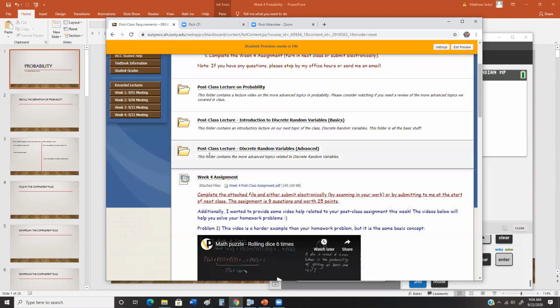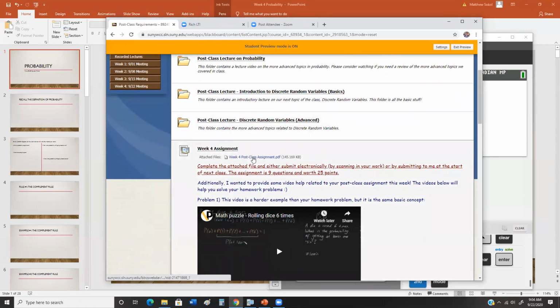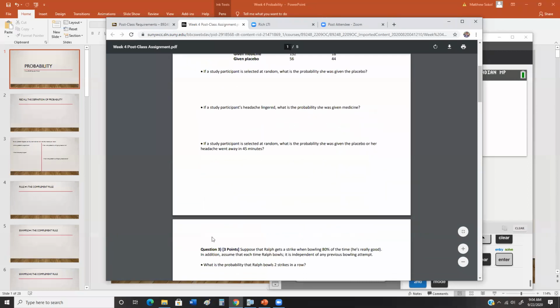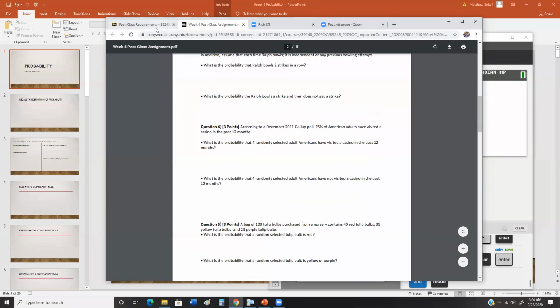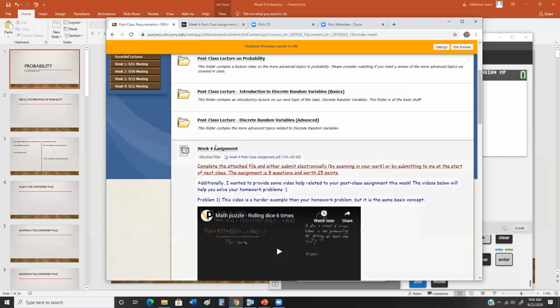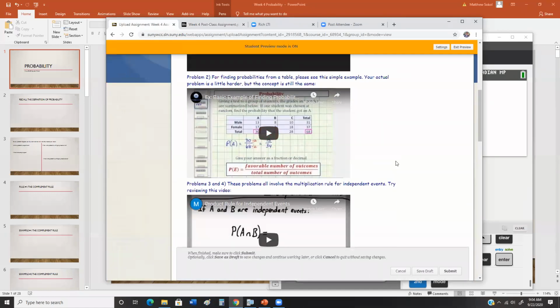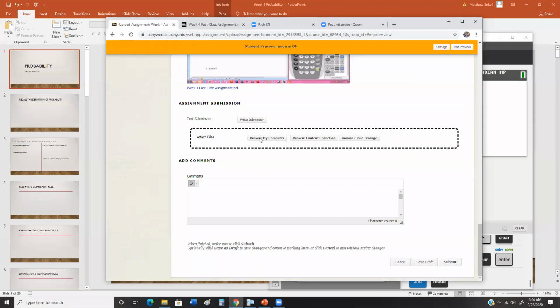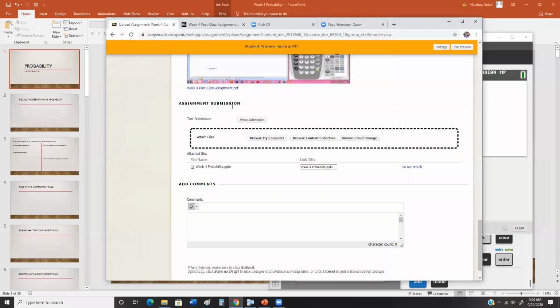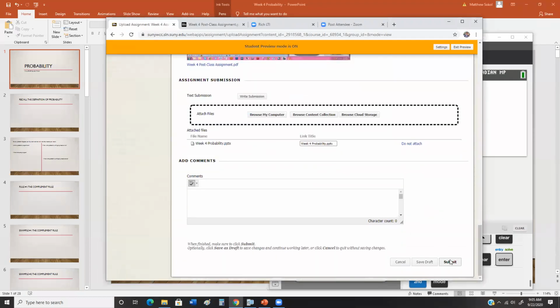So this week, instead of an online quiz, I have this PDF file. It's 9 problems. So what you'll do is download it, print it out, and write in your solutions. And then you'll scan your results, or you can take pictures of your work, and submit it through this tab. You'll click this week 4 assignment, scroll down to browse my computer, attach the file that you have, wherever you saved it, and then hit submit.